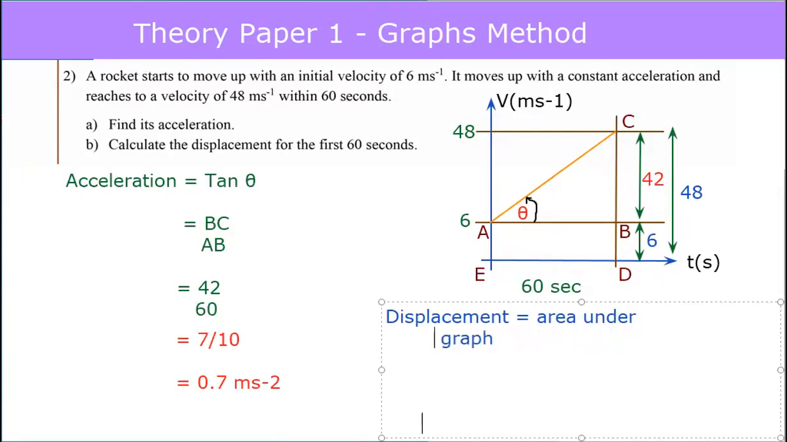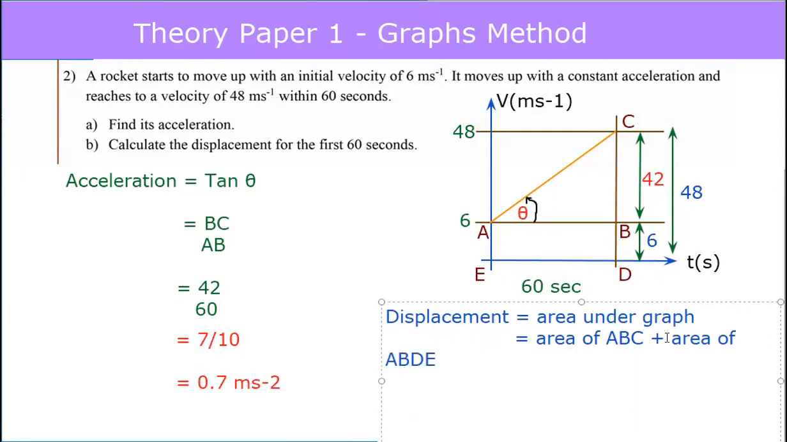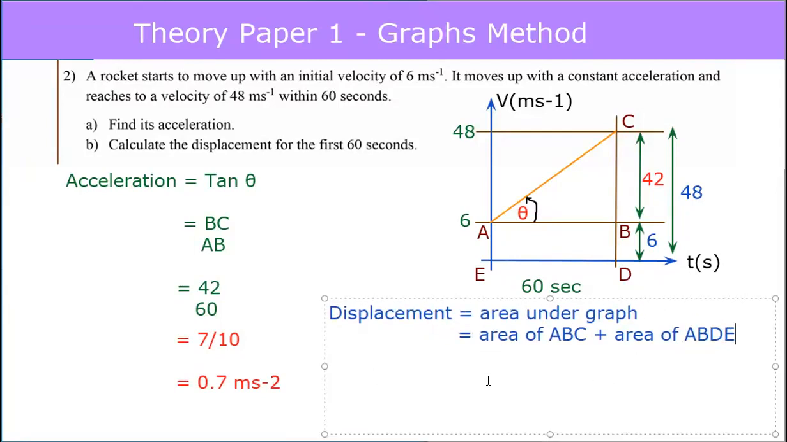So when you say area under the graph, you should take the area up to the time axis, right? So not only the ABC triangle. Area under the graph means, listen to me carefully, area of the ABC triangle plus area of the ABDE rectangle. You should take the entire area. Can you find the displacement and send your answer to my Zoom chat there? Give it a try. Find the displacement, send your answer to my Zoom chat.